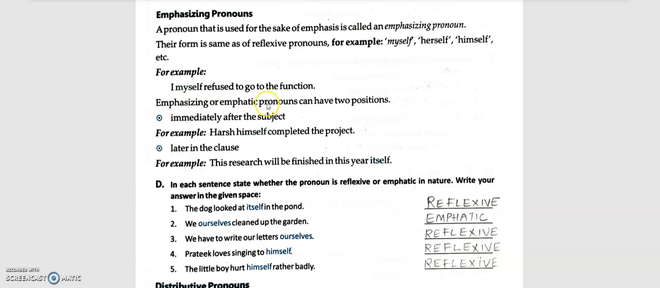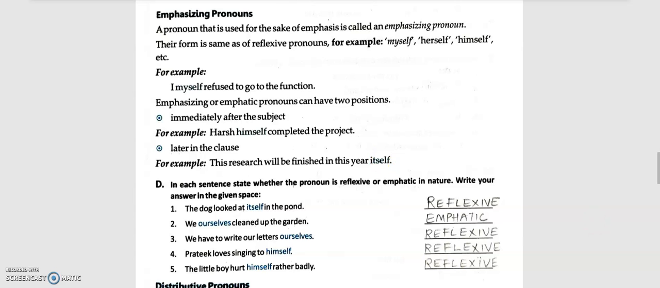Now, emphasizing or emphatic pronouns can have two positions. Look at it. The first position it has is just immediately after the subject I. I is the subject here. Myself is the emphasizing pronoun. It will come here. And then the second position it will have is later in the clause. This research will be finished in this year itself. Okay. This means look at it here in the end. It is later. So it can have both the positions, in the beginning after the subject, or in the end.